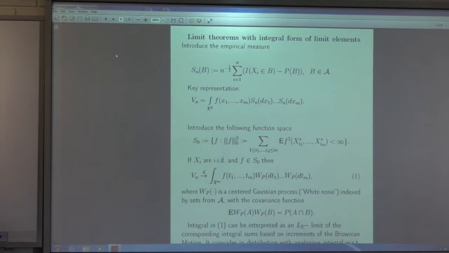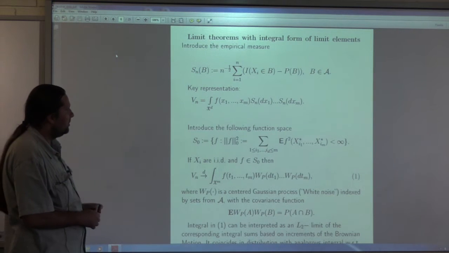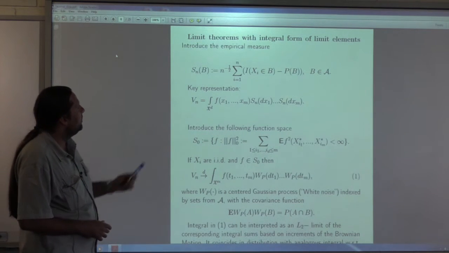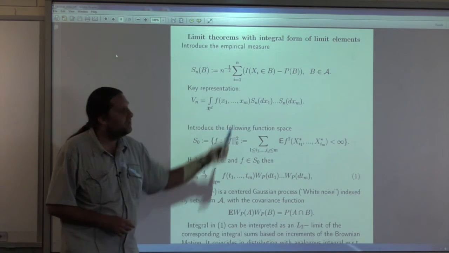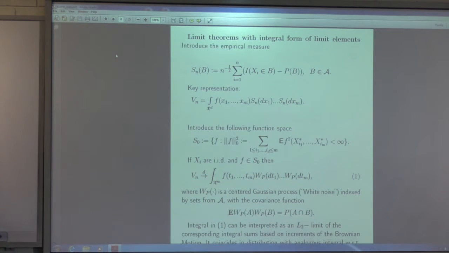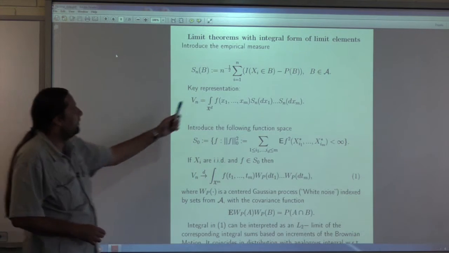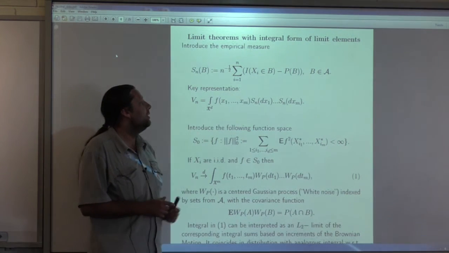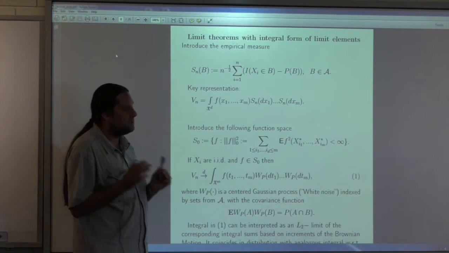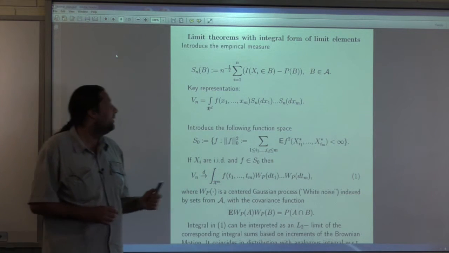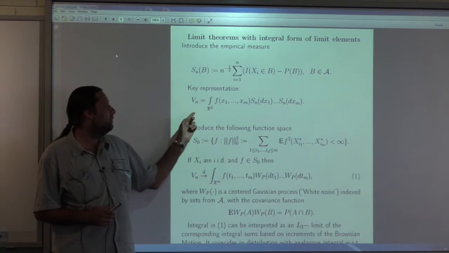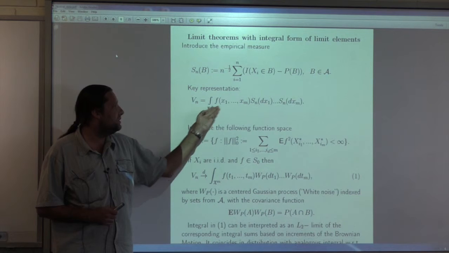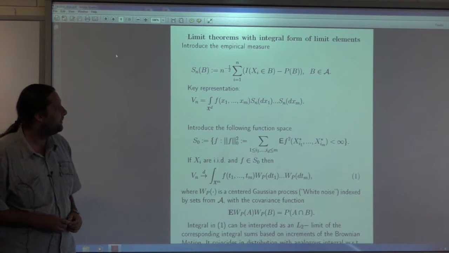Now I move on to describing the weak limits in the integral form. If we introduce such a random measure, the so-called standard empirical measure, which is in fact just the number of observations hitting set B, centered and normalized, then we can represent our canonical V-statistics in such an integral form.